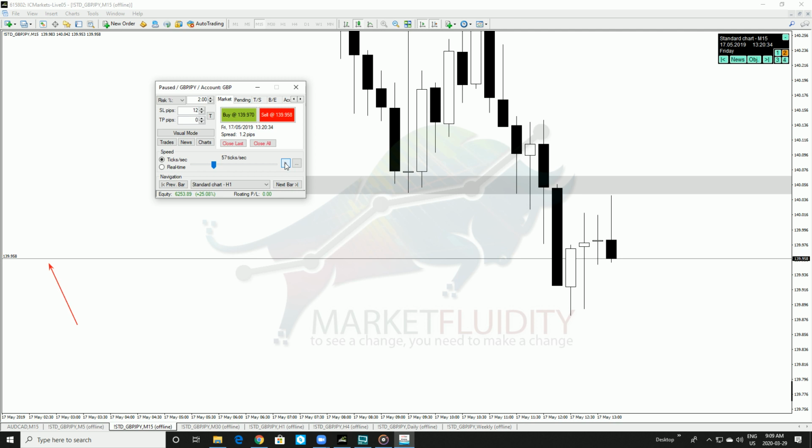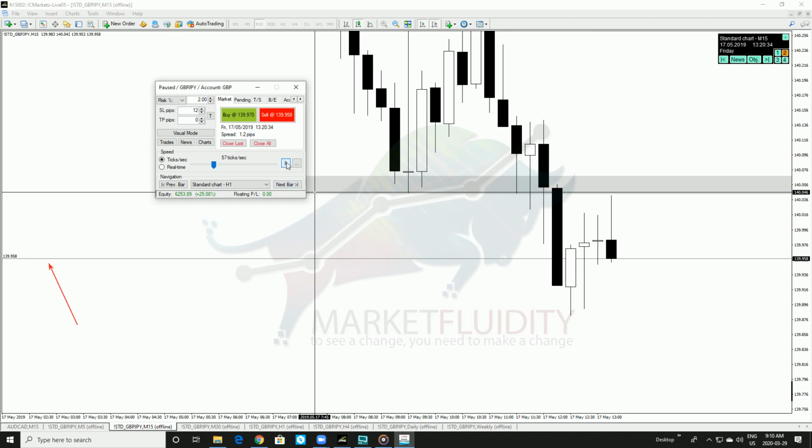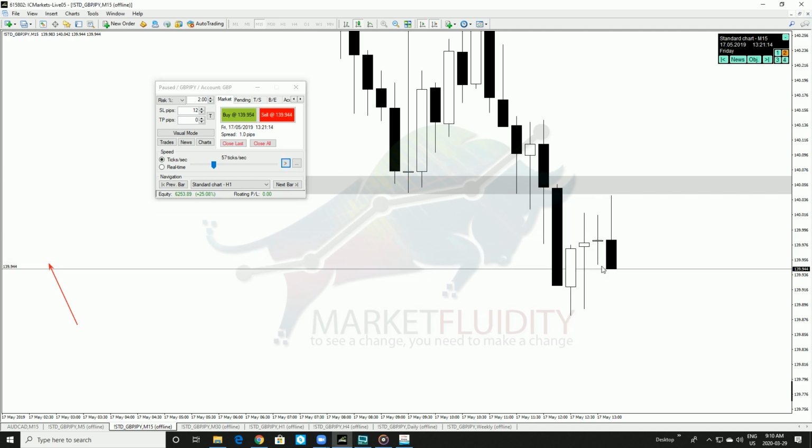Oh, wow. Look at that. That is so awesome. So if this starts to break the low of the 15-minute candle, I mean, it just makes sense to take a sell, right? Oh boy. Oh, see, now it broke the low.